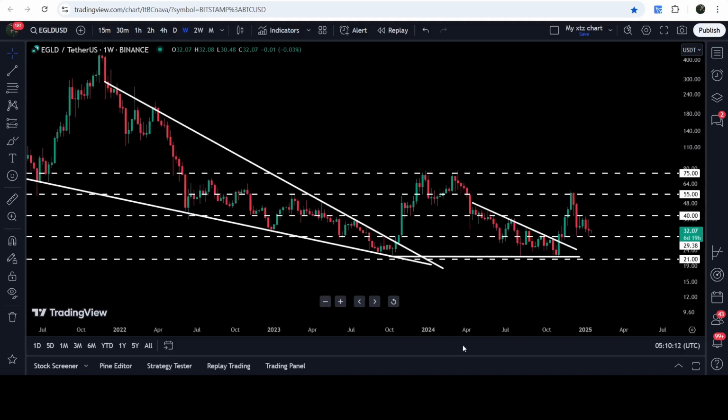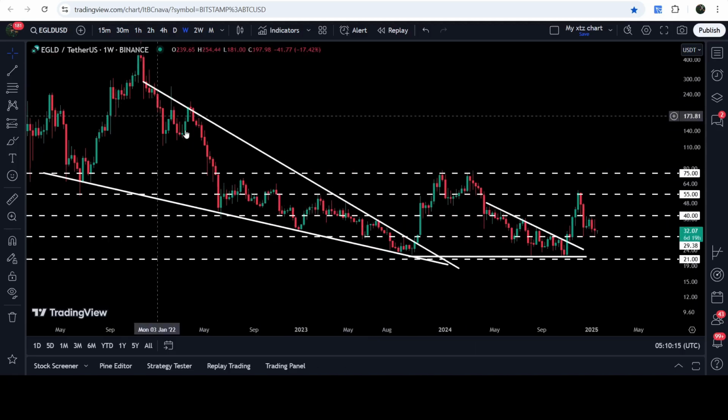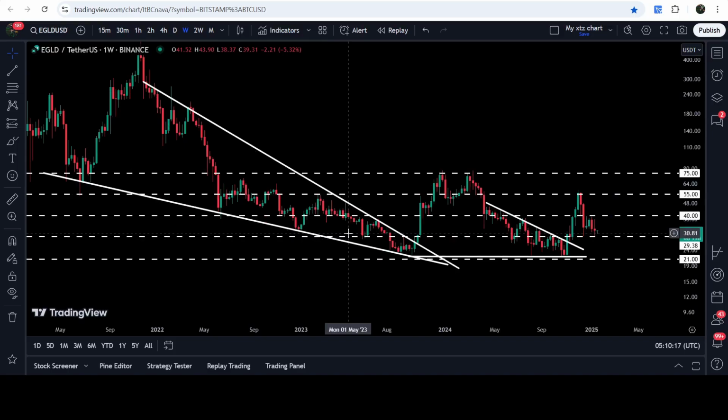I would also like to show you once again this very massive breakout from this previous and very long-term falling wedge pattern as well.